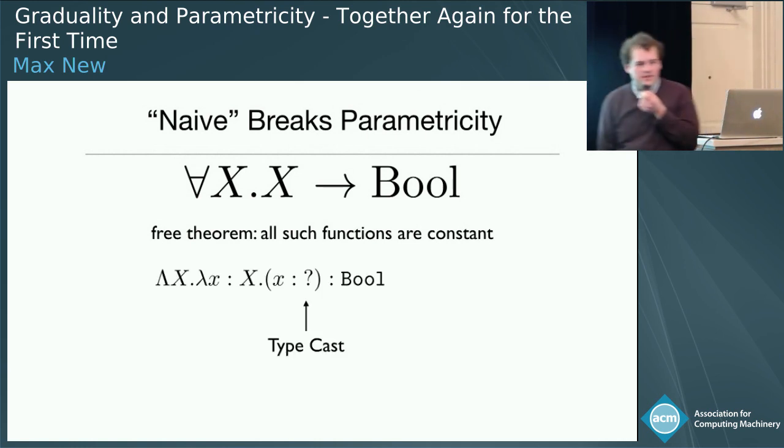But the problem is with gradual typing, of course, we can essentially cast between any two types by using the dynamic type. So here I am ascribing the dynamic type to x, and then I'm ascribing the type Boolean, essentially casting the input to x.